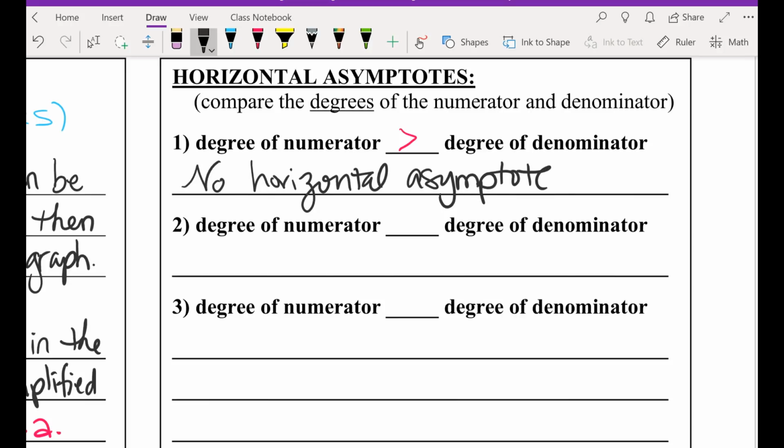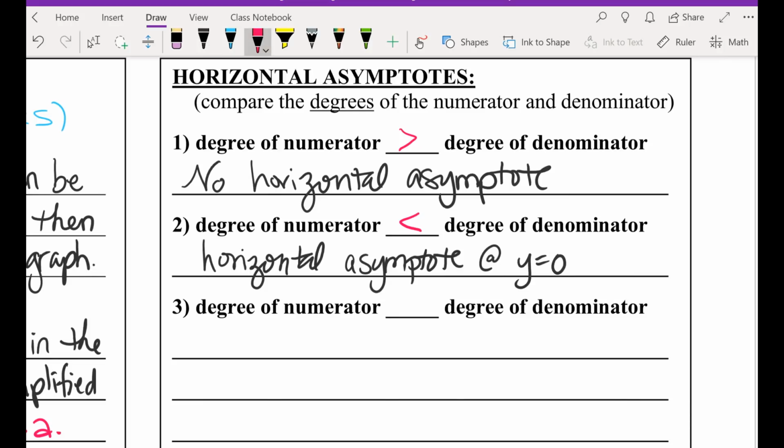Okay, if the degree of the numerator is smaller than, less than the degree of the denominator, pardon me, then there is a horizontal asymptote. One exists, and it will always be y equals 0. So if the degree of the numerator is smaller than the degree of the denominator, you have a horizontal asymptote at y equals 0. And if I'm not greater than and I'm not less than, what am I? Oh, yes, I am equal to.